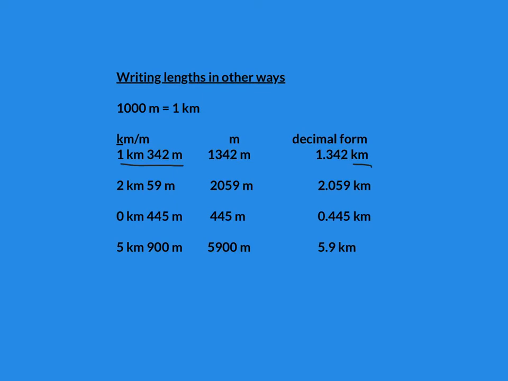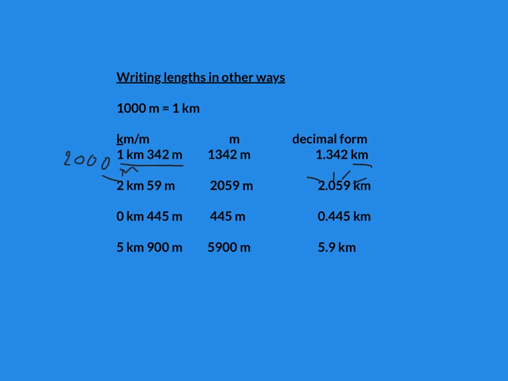Okay, so 2 kilometers 59 meters. Remember this, 2 kilometers is 2,000 meters, and add 59 to that, and you've got 2,059. So it's not 2,590. In decimal form then it's 2.059, again because you think this is 2,000, this is hundreds, and there are no hundreds, this is 5 tens, and this is 9 units, so it gives you 59.